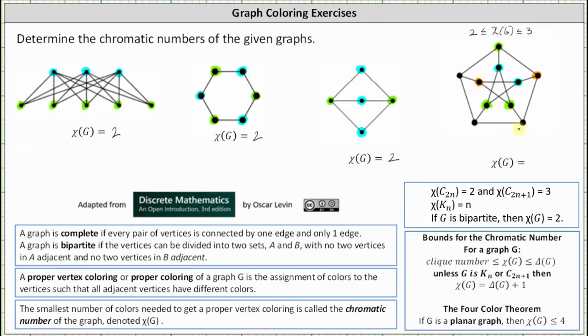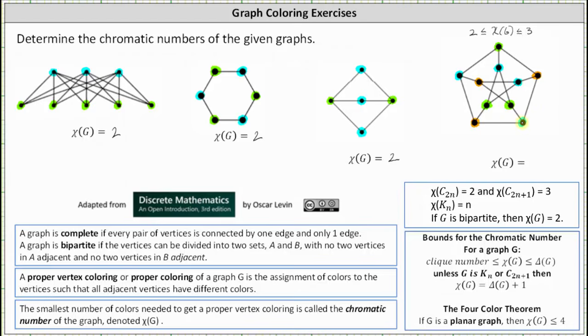And now we have 3 remaining vertices outside. This vertex here on the left is adjacent to a green vertex and an orange vertex. Let's color this vertex blue. The next vertex going clockwise is adjacent to a blue vertex and a green vertex. Let's color this vertex orange. And this last vertex is adjacent to a green vertex and 2 orange vertices. Let's color this last vertex blue.